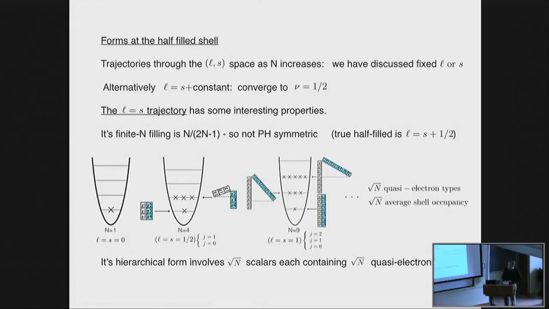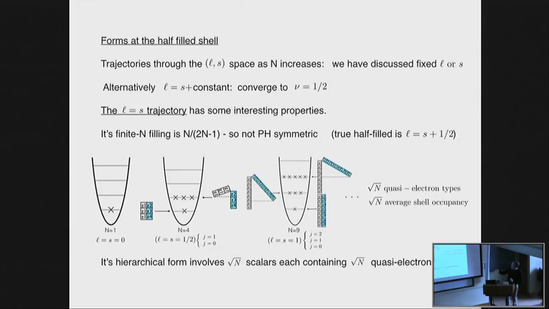I want to say a little bit about the half-closed shell because it's got us really intrigued right now. We talked about these trajectories through this LS plane where you keep either L fixed or S fixed. What if you don't? What if you form another trajectory with fixed filling where you have L equal to S plus a constant? These all converge to nu equal 1/2. There's a bunch of trajectories that go in that direction. And so look at the LS trajectory. It has some really interesting properties.